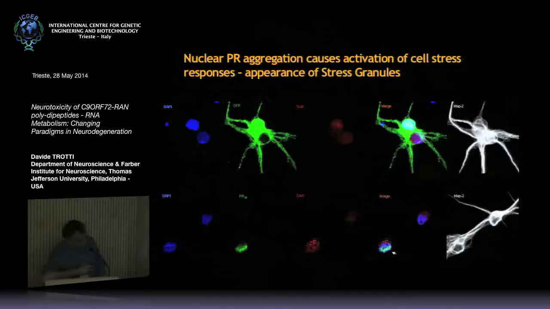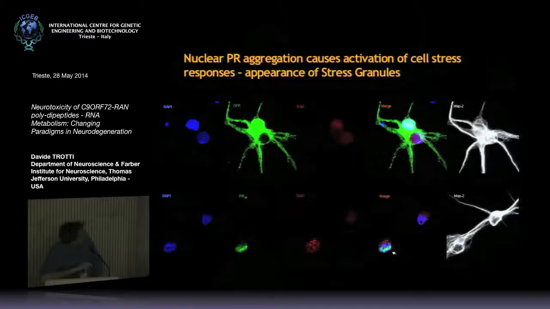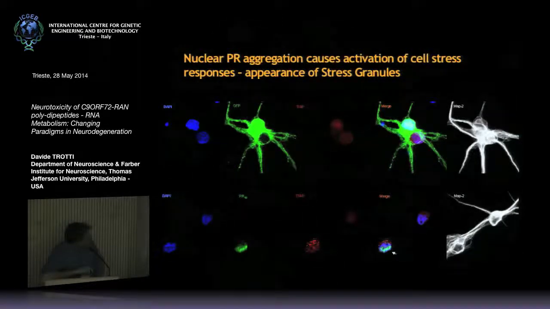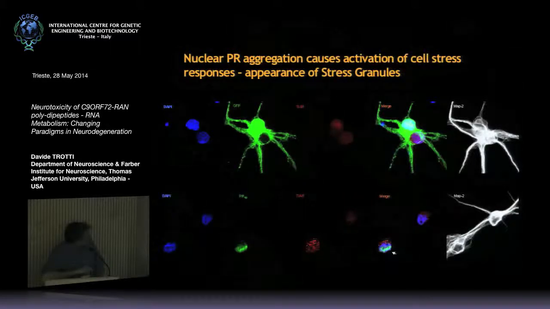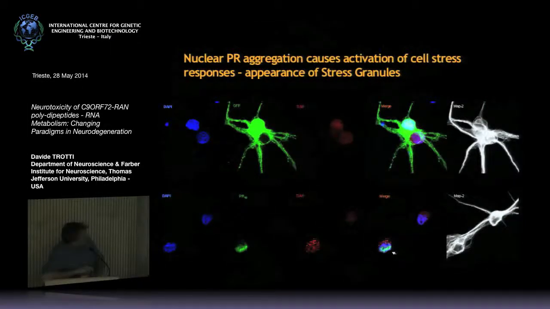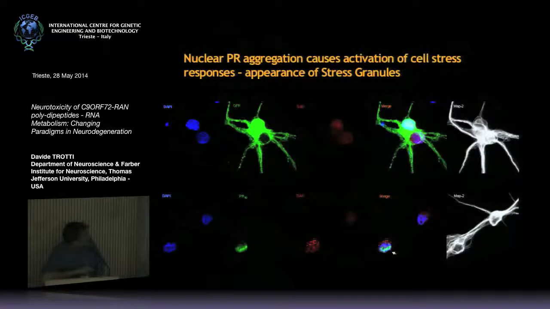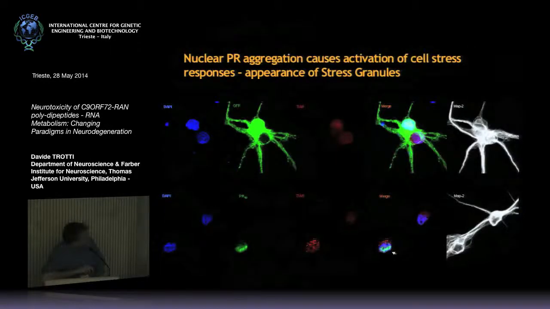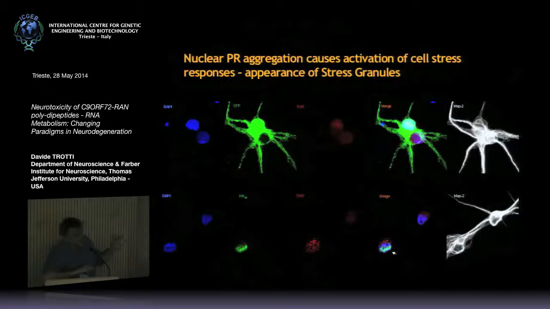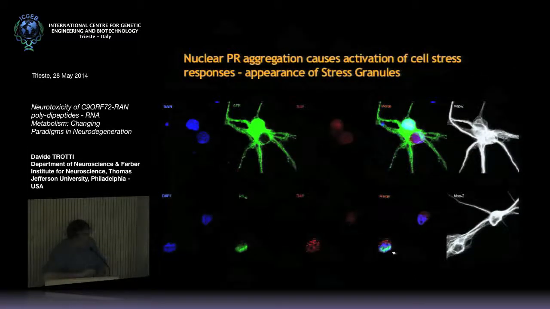And this is just to confirm that we also stained for stress granule markers, and you can see that in PR expressing neurons, and these two neurons here, one carries the PR aggregation, and that one also has stress granule appearance, whereas the other one does not. And this neuron here, if you stain it with MAP2, also shows MAP2 disorganization. So this cell stress response correlates with toxicity as well.